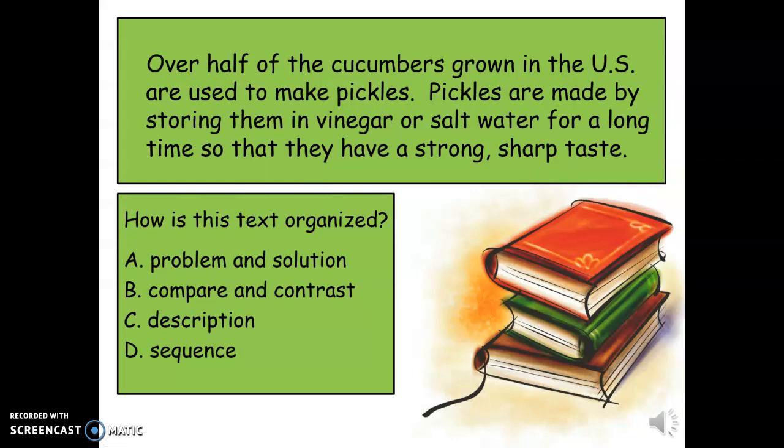Over half the cucumbers grown in the U.S. are used to make pickles. Pickles are made by storing them in vinegar or salt water for a long time so they have a strong, sharp taste.